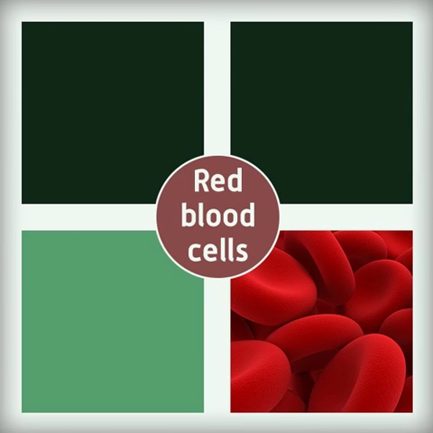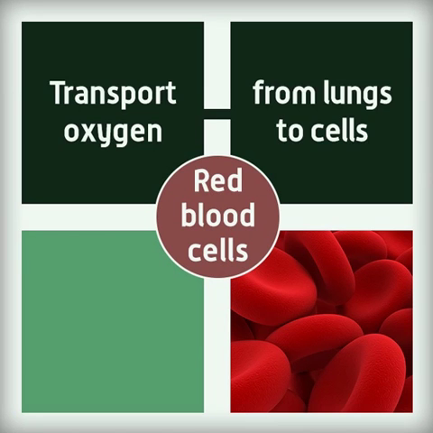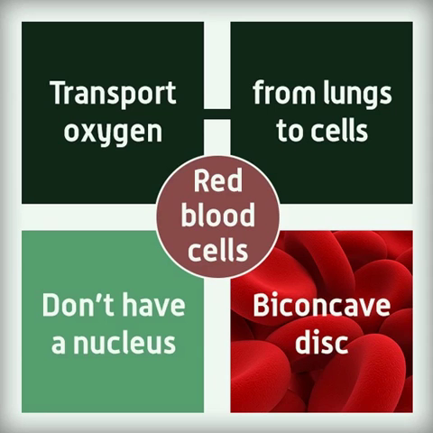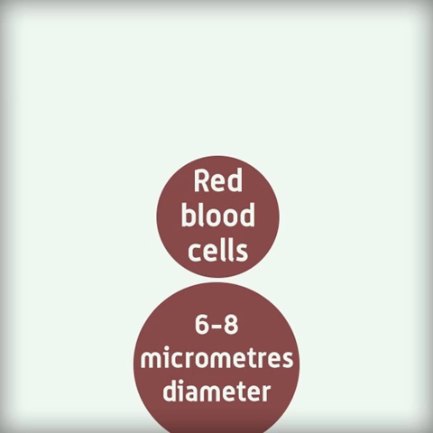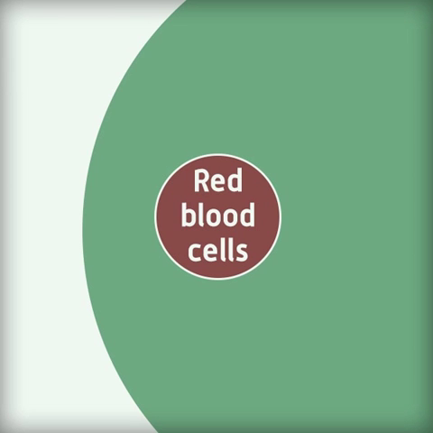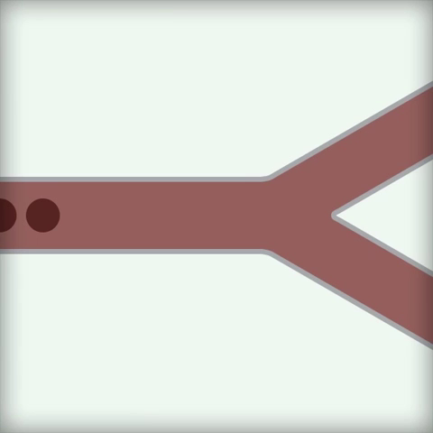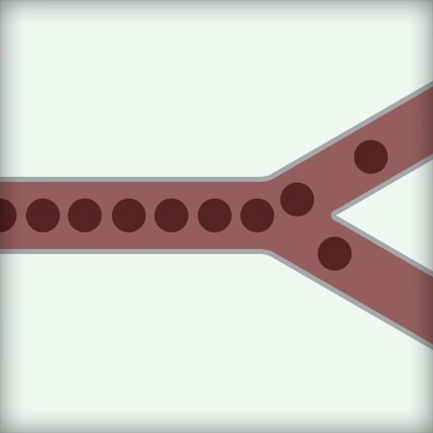The red colour of blood is due to the presence of red blood cells. Red blood cells have one job: to transport oxygen from the lungs to cells. They're shaped like a biconcave disc to increase the surface area for oxygen absorption and release, and they don't have a nucleus. Red blood cells are around 6 to 8 micrometers in diameter, which means they're approximately 10 times smaller than a human egg cell. Their size and shape means that they can travel through blood vessels easily without getting stuck.